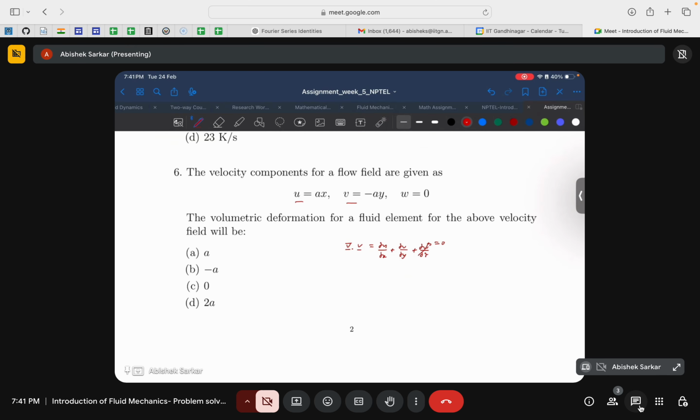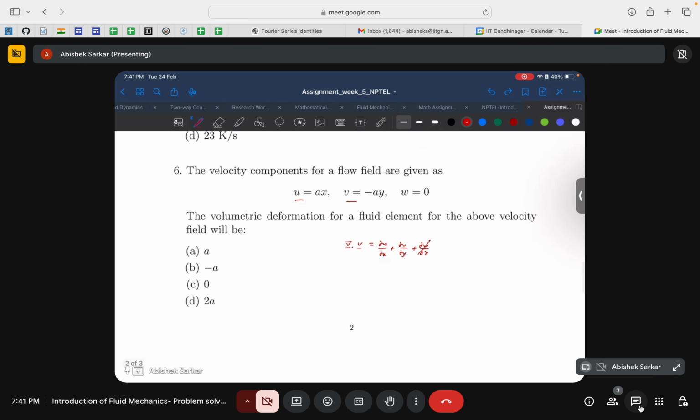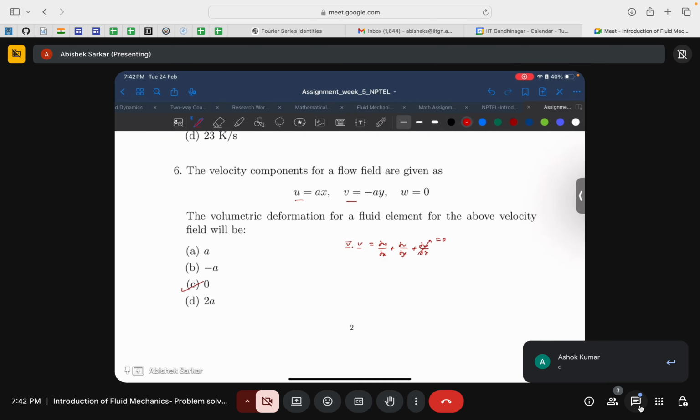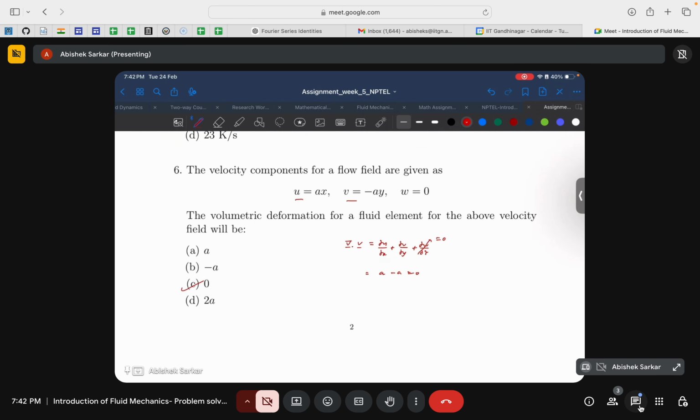This is 0. Can you tell the answer? I don't think you even need 10 seconds for it. u and v are given: ∂u/∂x, ∂v/∂y. Option C, exactly. So option C is correct. ∂u/∂x would be a, ∂v/∂y would be minus a, so it would be 0. So basically it tells us that it is an incompressible flow, right? Volumetric deformation is 0, so it's an incompressible flow.